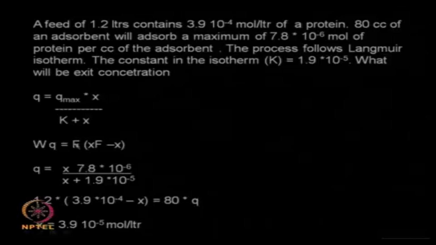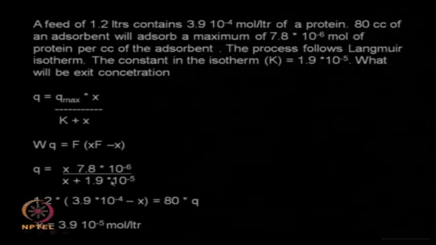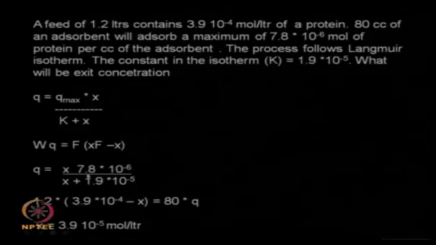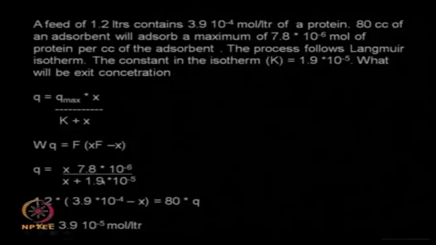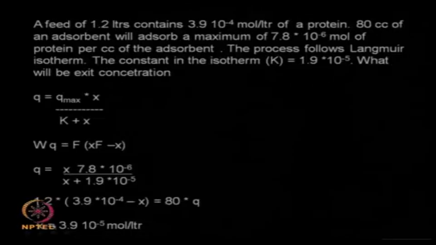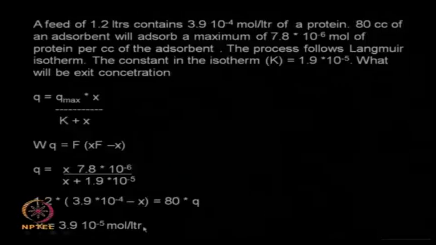So you can balance these equations, and you see that X is appearing both in the numerator and the denominator, that means you need to solve it by trial and error. So it is slightly tricky, either you can do it by graphical method or you can use some computational tools, non-linear solution procedures. There are many softwares which can help you to do that, and thereby you can calculate your X, and so X comes out to be 3.9 into 10 power minus 5 moles per liter.